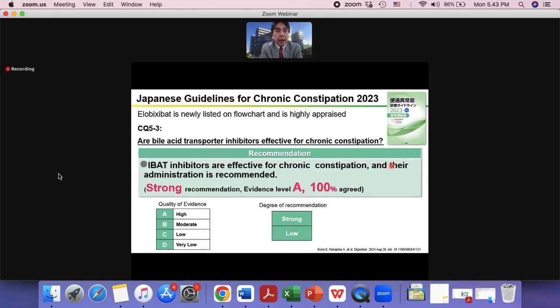The Japanese guideline for chronic constipation last year showed that Elobixibat is newly listed on the flowchart and is highly appreciated. You know, the IBAT inhibitors are effective for chronic constipation, and their administration is recommended: strong, evidence level A, and the Delphi agreement percentage is 100%.